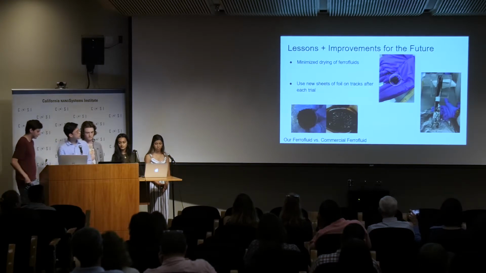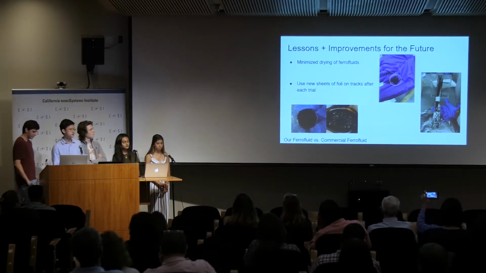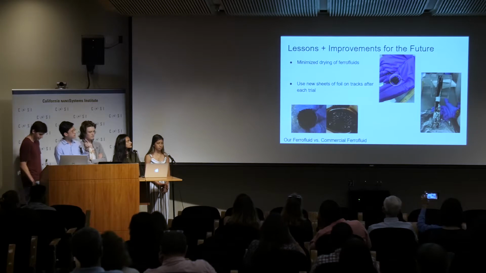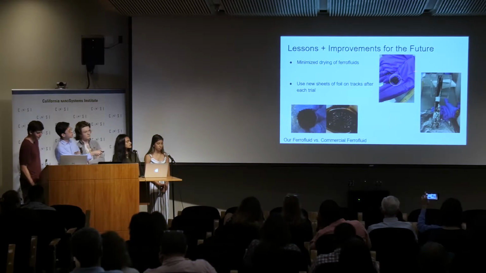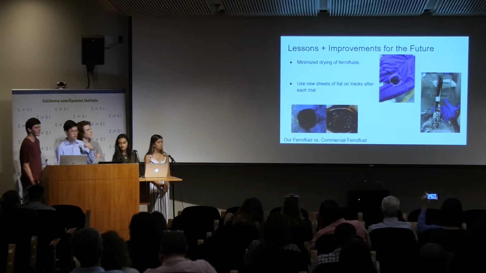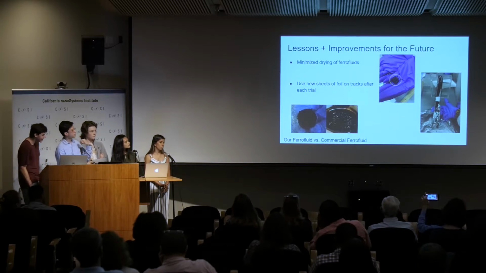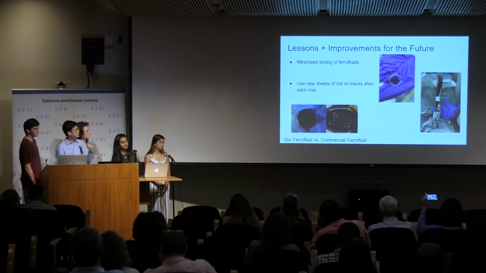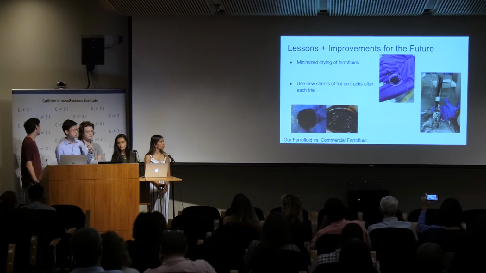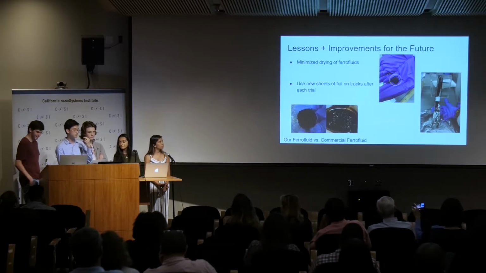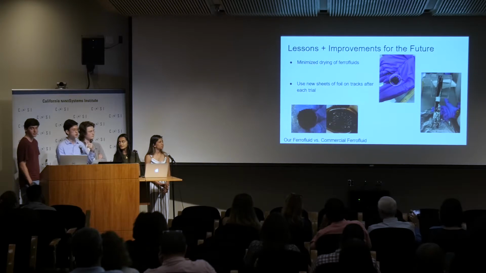So here are some errors, some lessons and improvements for future experiments with ferrofluids. As you can see in this picture with the purple glove, we have our magnet coated with ferrofluid. However, this ferrofluid had already dried up, and so in future experiments, we would like to make our ferrofluid with a suspension fluid that would not evaporate as quickly.